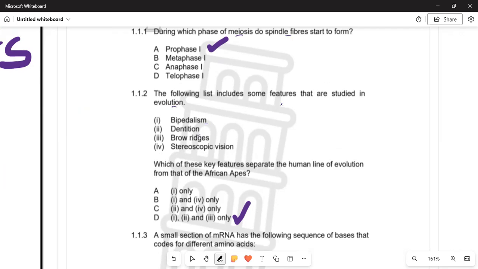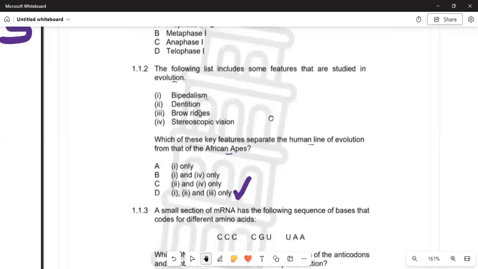We know that for us as Homo sapiens, our dentition has smaller canines, but other primates have bigger dentition. The food that they eat is because of that. And then we talk of the brow ridges, where we find the difference between other primates and humans, and the stereoscopic vision. The question says, which of the key features separate the human lineage from the African apes? So we are saying it would be number 1, number 2, and number 3. 1, 2, and 3. So we know that it is option D, because we have these different features between us as Homo sapiens and African apes.